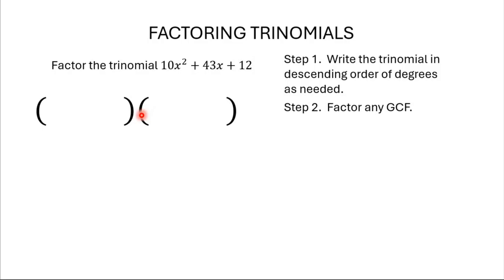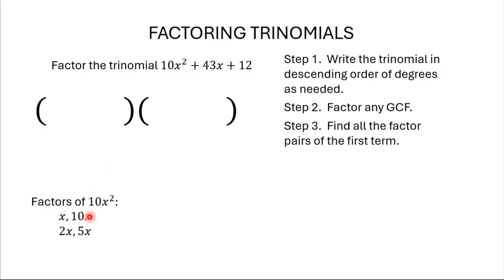To find these binomial factors, we proceed to the third step. The third step is to find all the factors of the first term. So basically find all the factors of the leading term. And the factors of 10x squared, the linear factors, are x and 10x, because x times 10x gives you 10x squared. And another one would be 2x and 5x, because 2x times 5x also gives you 10x squared. So those are factors of the first term.